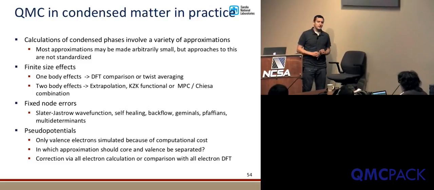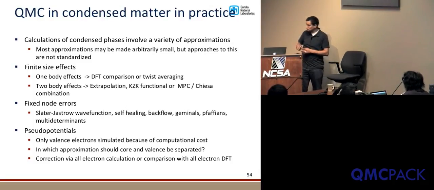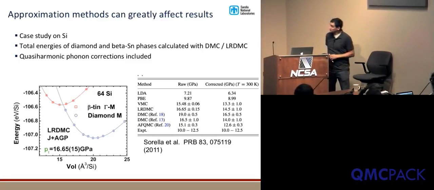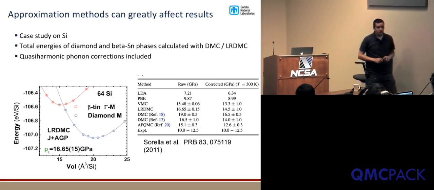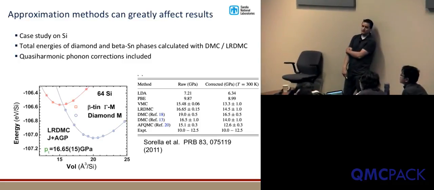So if I want to know how accurate my DMC calculation is, the first thing is, what DMC calculation am I talking about? What recipe did you use? And this does, in fact, matter in practice. So this is an example taken from the literature, a case study on silicon.